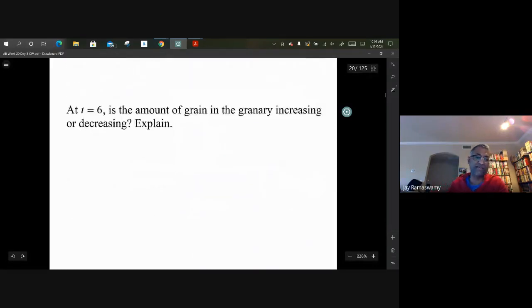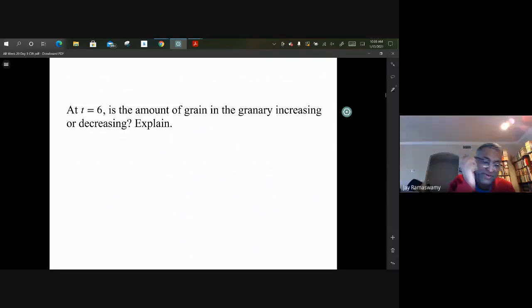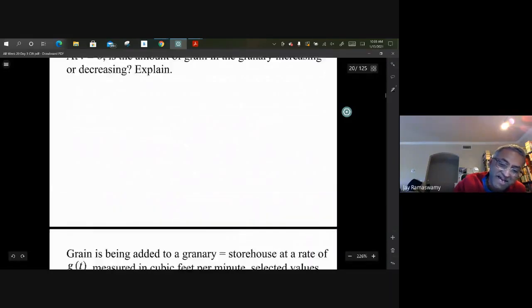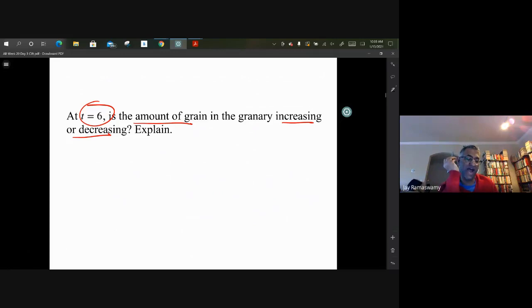We're on page 20, please. Read it with me. We're on page 20. Okay, interpret the question yourselves. I'm giving you practice. Literally, do not overthink it. It says at t equal to 6, is the amount of grain in the granary increasing or decreasing? So do I need to find? Do not speak. Do not speak.